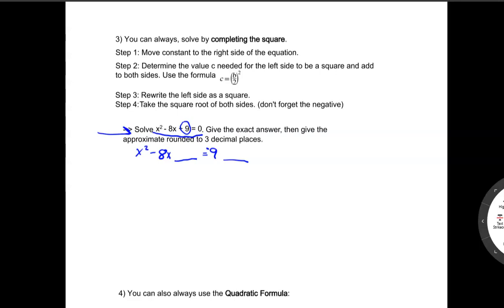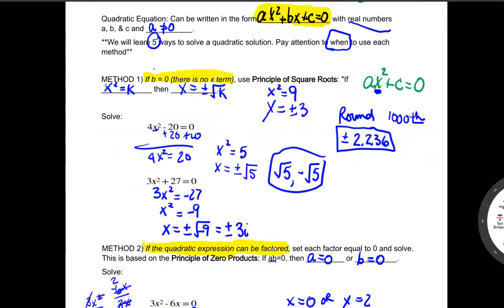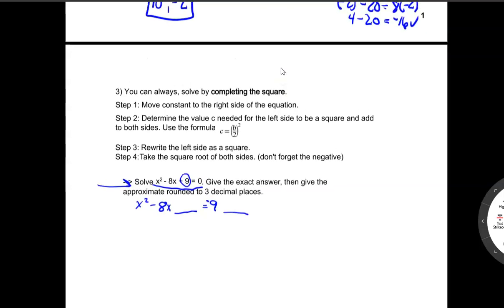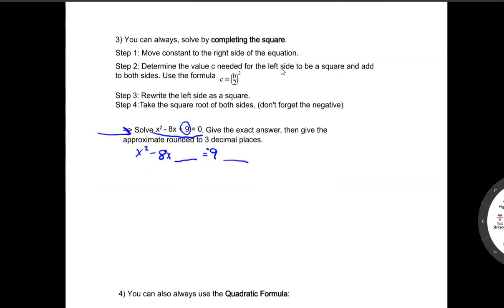Step 2 says determine the value c needed for the left side to be a square and add it to both sides. And it gives you a formula here. c is going to be equal to b over 2, the whole thing squared. And what is b? If you go back up to the very top of the page, b is the coefficient of the x, the number in front of the x. So b in this problem is negative 8.